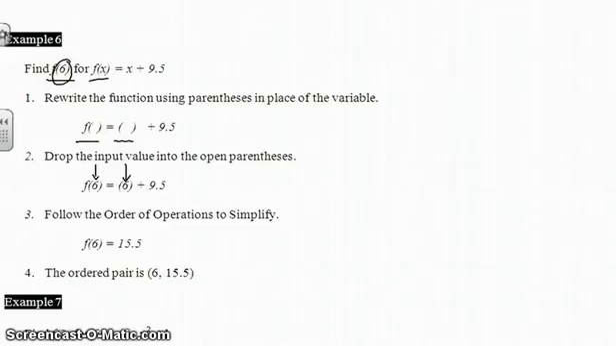And lastly, we follow our order of operations. In this case, it's a very simple problem. We need to just add 6 plus 9.5, and we have a sum of 15.5. So our ordered pair is going to be 6 and then 15.5. So we always have our x, our input, followed by our output, or the value of the function f, once we have used order of operations. We'll do one more example together, and then I'll have you do one on your own and check your work.